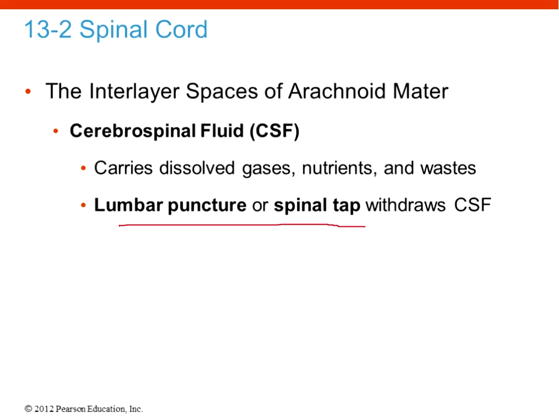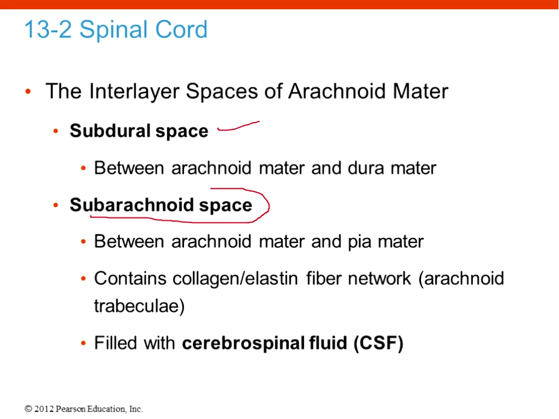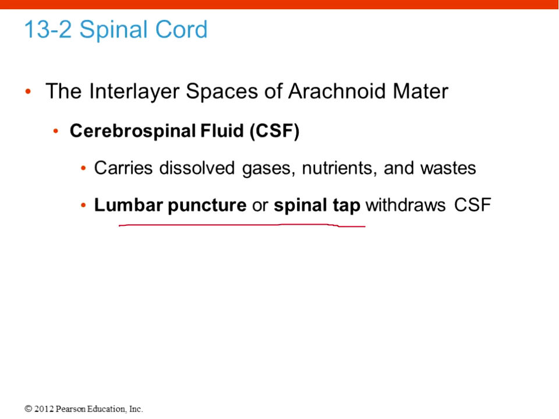And you may have heard of a spinal tap or a lumbar puncture. That needle, again, similarly to how we talked about the anesthetic injector, will be inserted. This time it's going to go through the dura mater, through the arachnoid mater, into the subarachnoid space, and then just like drawing blood or something, you can withdraw the fluid into a syringe, and then analyze it, because the CSF is going to carry dissolved gases and nutrients and waste products and proteins and other types of things that may give you an insight into what is going on with someone's brain, right?